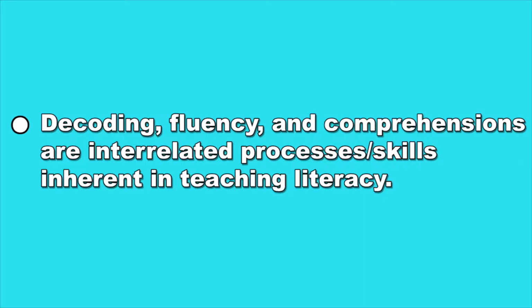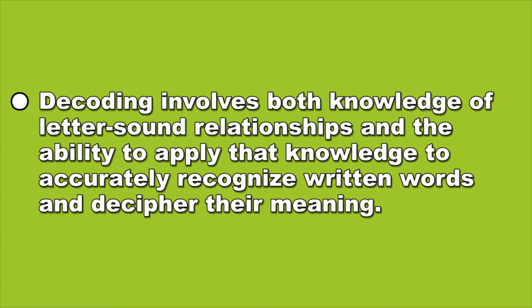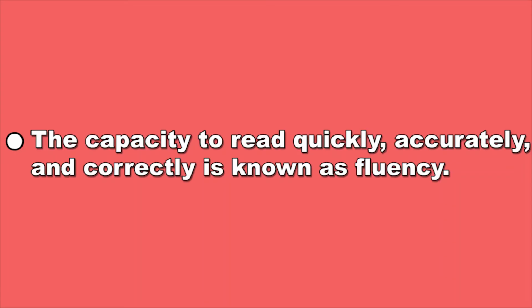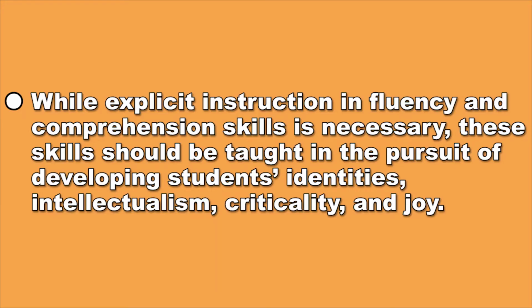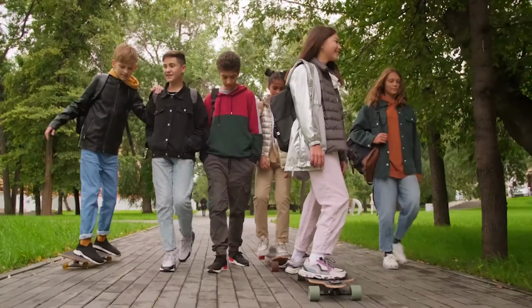Decoding, fluency, and comprehension are interrelated processes and skills inherent in teaching literacy. Decoding involves both knowledge of letter-sound relationships and the ability to apply that knowledge to accurately recognize written words and decipher their meaning. The capacity to read quickly, accurately, and correctly is known as fluency. Two major types of textual comprehension are literal and inferential. While explicit instruction in fluency and comprehension skills is necessary, these skills should be taught in the pursuit of developing students' identities, intellectualism, criticality, and joy. That is a wrap on this video.